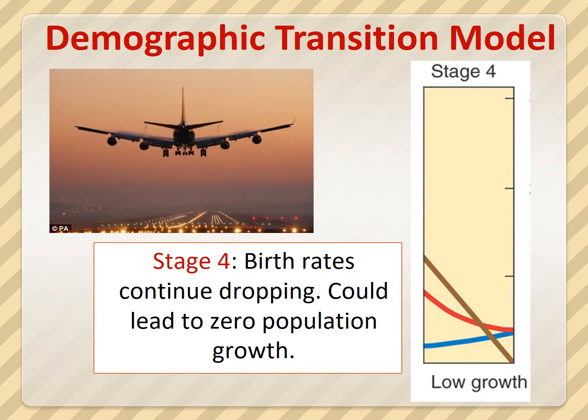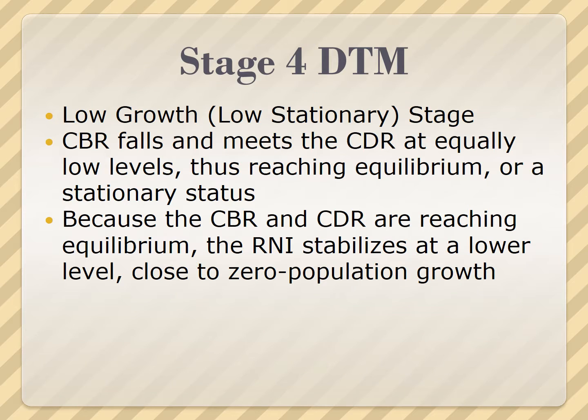Stage 4, the last stage in the DTM, birth rates continue dropping and could lead to 0 population growth. Fewer children because of the economic liability. So rather than it being an asset, the children are now a liability. In addition, greater economic opportunities for women mean they may choose to not have children. It is a low stationary stage, low growth.